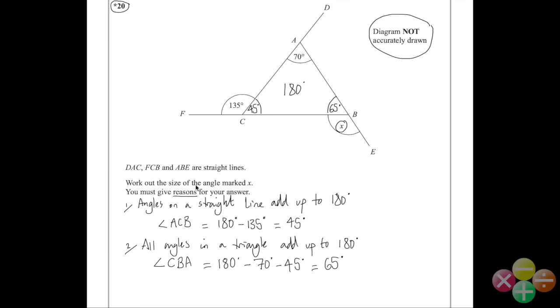And then I go back to my reason number one, angles on a straight line add up to 180, because here we've got the same situation again. We've got 65 plus something, so my missing angle that I'm looking for will give me 180 degrees. So 180, take away my 65 that I've just worked out, gives me 115 degrees. And 115 degrees is my missing angle.